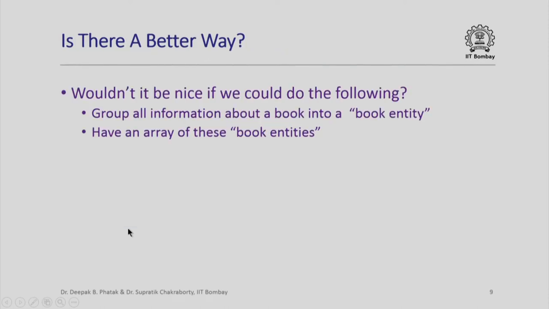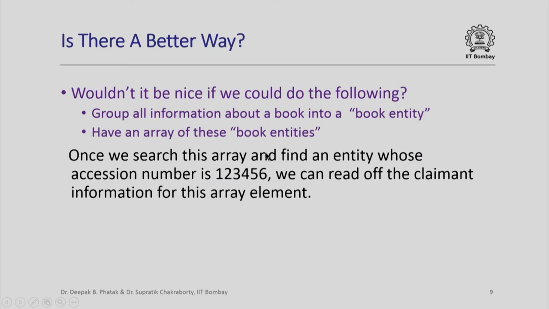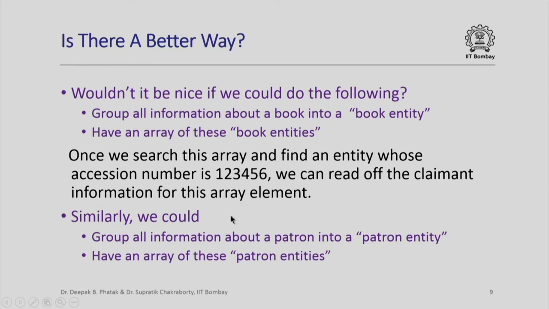So, is there a better way to go about doing this? Well, in trying to answer this question, let us first ask, would it be nice if we could do the following? If we could group all information about a book into a book entity and then have an array of these book entities. So, once we search this array and find an entity whose accession number is 123456, since all information about a book is stored in the same entity, we could simply read off the claimant information from this entity, which is an element of this array. And why just group information about book entities? We could also group information about patrons into patron entities and then have an array of these patron entities.